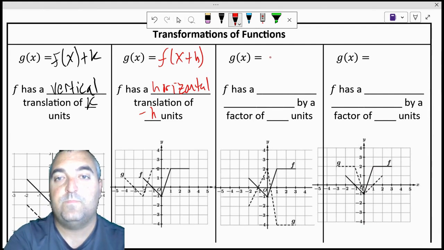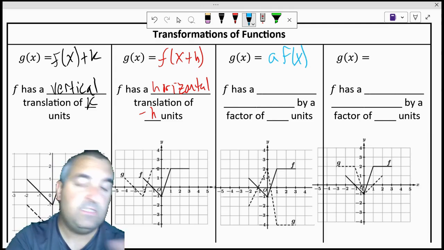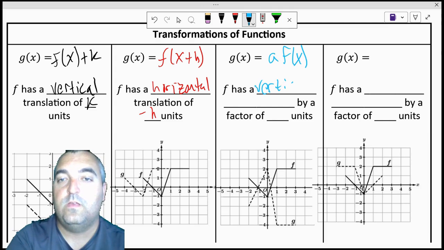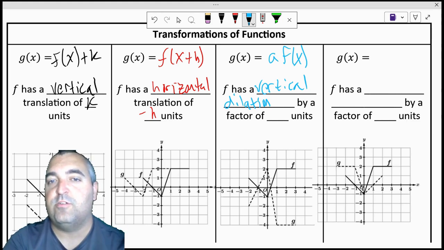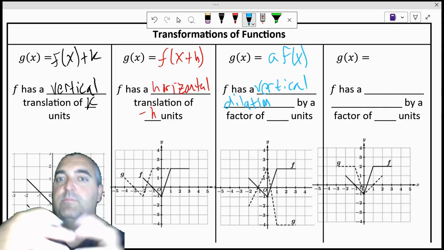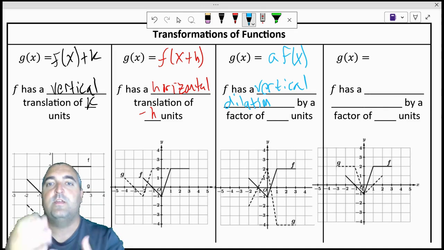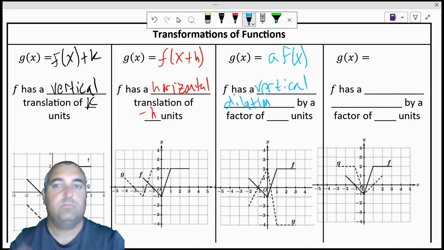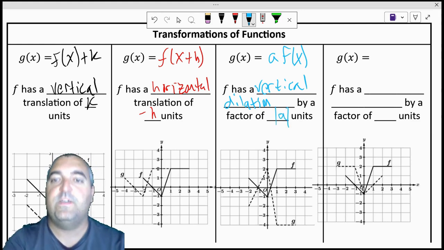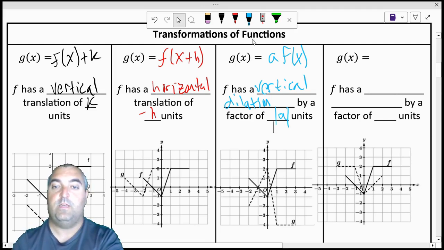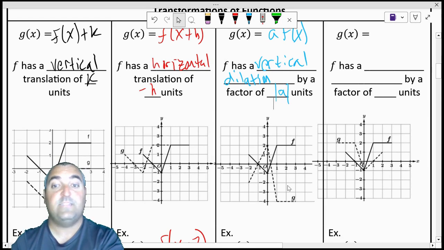Now we have multiplication. So you could multiply the outside of the function. This is what we call a vertical dilation. You might have called it a stretch or compression. That's a little bit more confusing because it's two different terms for the same transformation, right? Stretching means you're getting bigger. Compressing means smaller. Dilation just means it's changing size. Much easier. And in this case, it is by a factor of the absolute value of a. This one has a flip, which we'll talk about in a second.